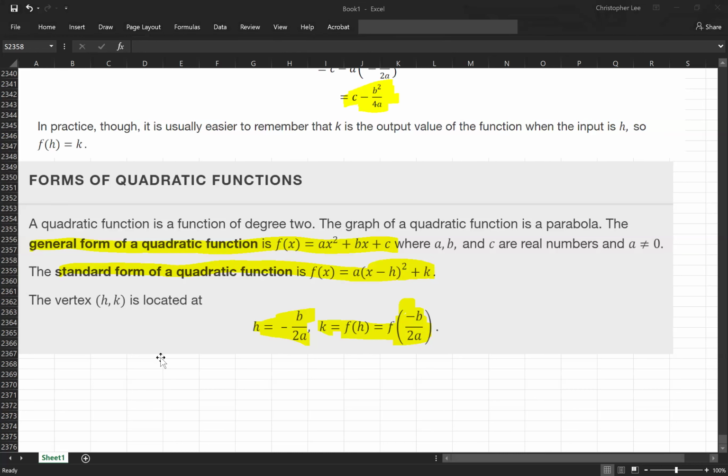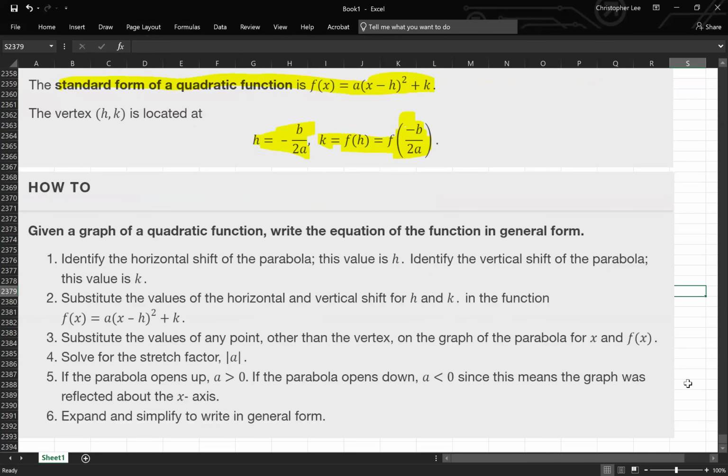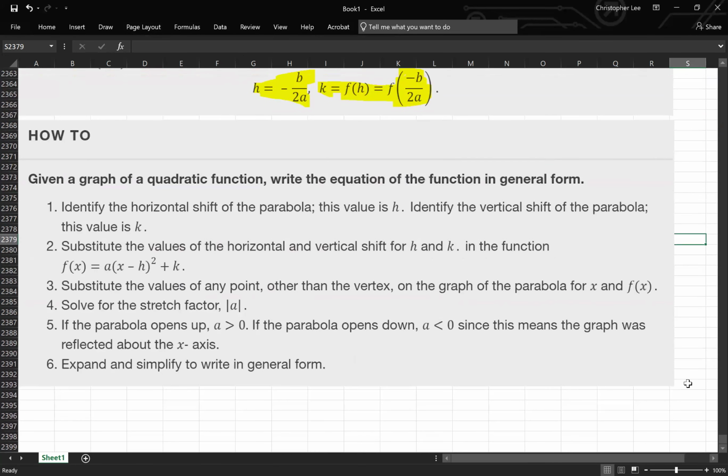So given a graph of a quadratic function, it says write the equation of the function in general form. So identify the horizontal shift of the parabola. This value is h, right? Identify the vertical shift of the parabola. This value is k, all right? Substitute the values of the horizontal and vertical shifts for h and k in the function f of x is equal to a times (x minus h) squared plus k. Substitute the values of any point other than the vertex on the graph of the parabola.